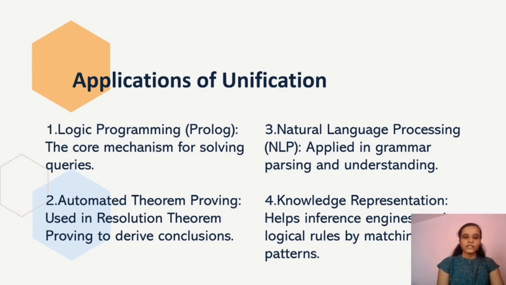Third one is natural language processing, helps parse sentences and match grammatical structures. Fourth one is knowledge representation, enables AI systems to apply logical rules by identifying relationships between facts. Fifth one, expert systems, helps in reasoning where conditions and facts need to be matched dynamically.